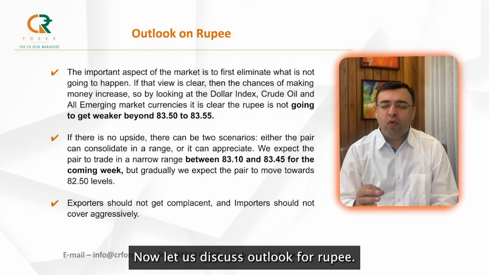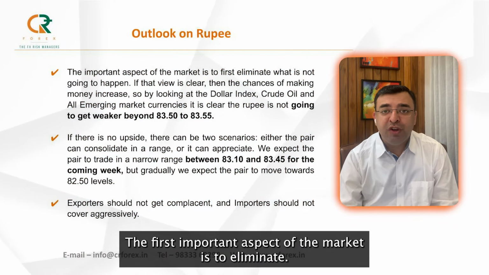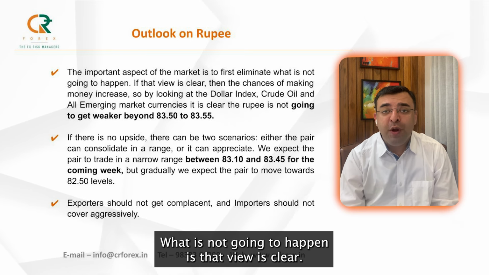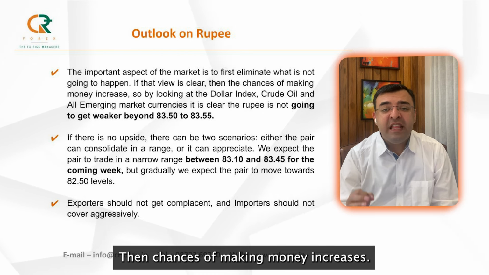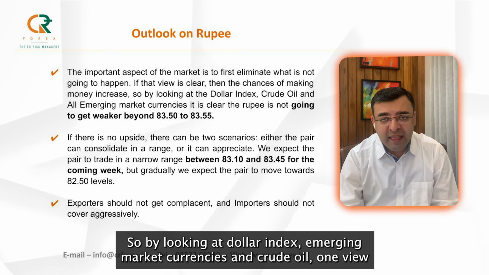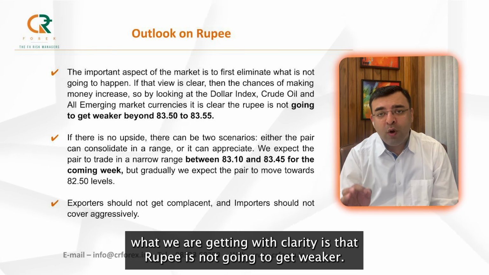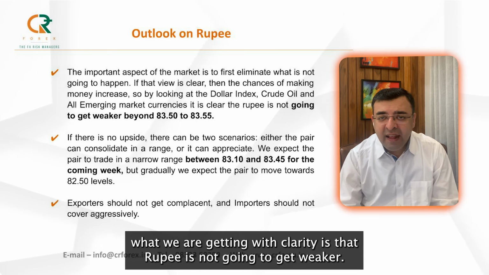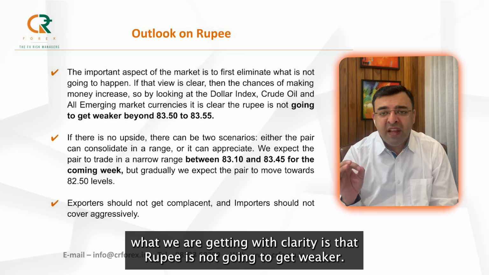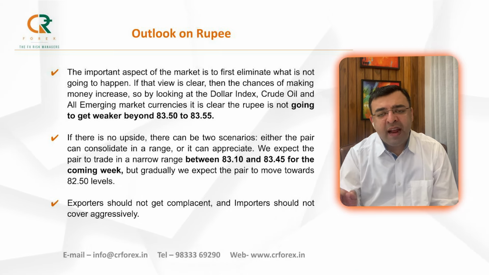Now let us discuss outlook for rupee. The first important aspect of the market is to eliminate what is not going to happen. If that view is clear, then chances of making money increases. So by looking at dollar index, emerging market currencies and crude oil, one view what we are getting with clarity is that rupee is not going to get weaker beyond 83.50 to 83.55 kind of levels.